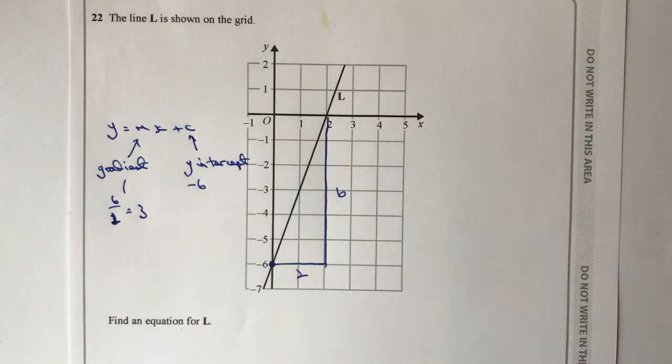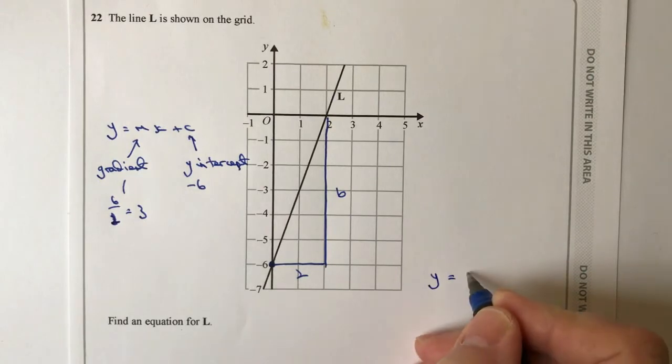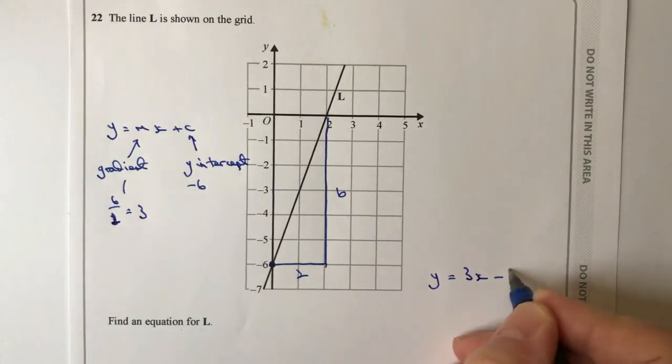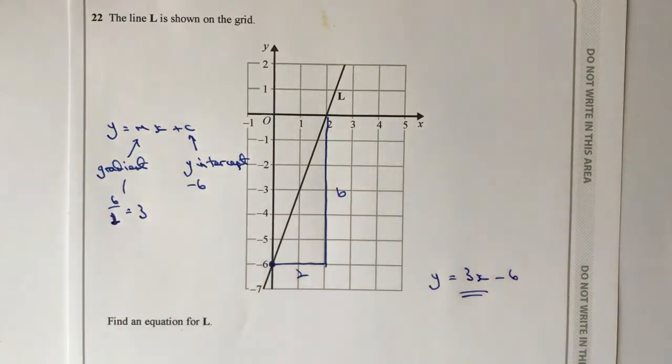So I can then write this as a proper equation for the line L, and that's going to be y equals 3x minus 6, and that would be the answer to this particular question. Okay, let's move on then to question number 23.